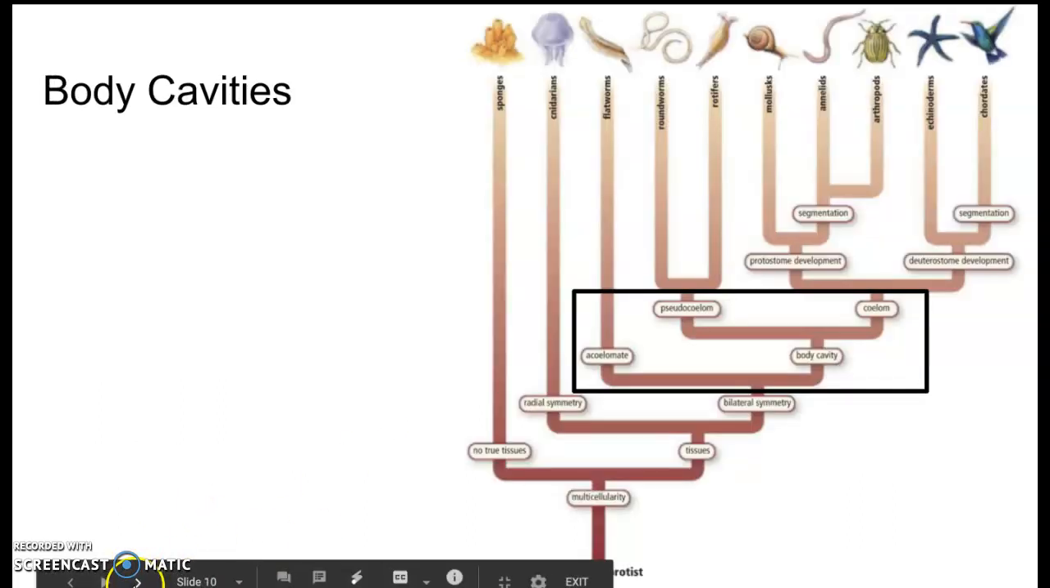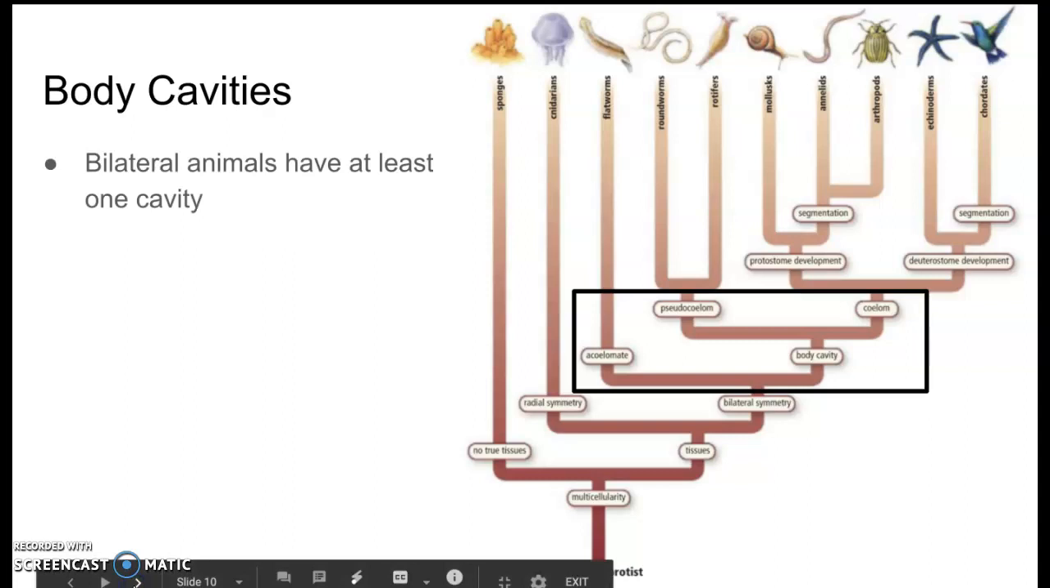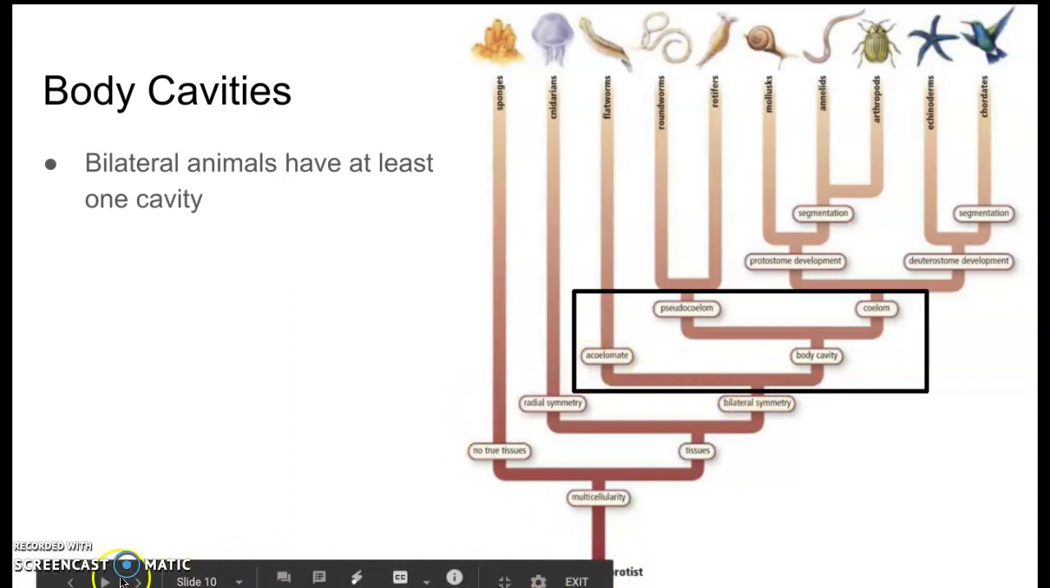Our next group is called body cavities. And so I'm going to give you some new terms here. So now we are done with radial. So all the bilateral symmetry organisms have a body cavity, right? And so these bilateral symmetry organisms can either be acoelomates, pseudocoelomates, or coelomates.